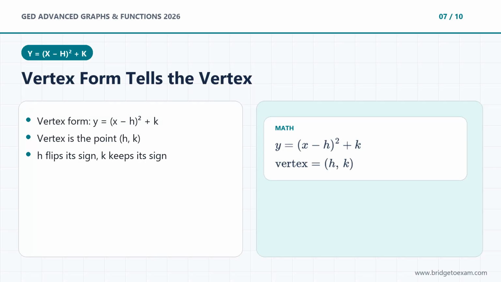Quadratics also have a friendly vertex form. y equals (x minus h) squared plus k. Just like absolute value, the vertex is the point (h, k). The h sits inside and flips its sign. The k sits outside and keeps its sign. The vertex is the tip of the parabola, its lowest or highest point.